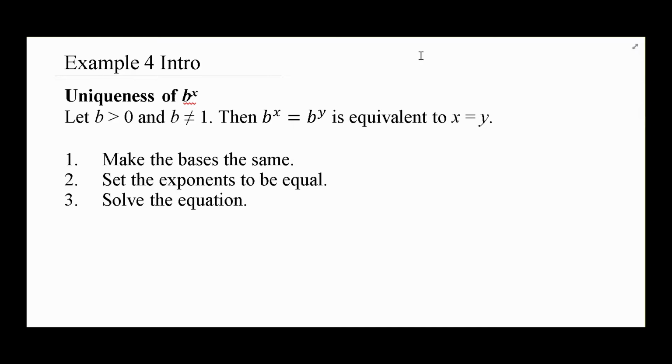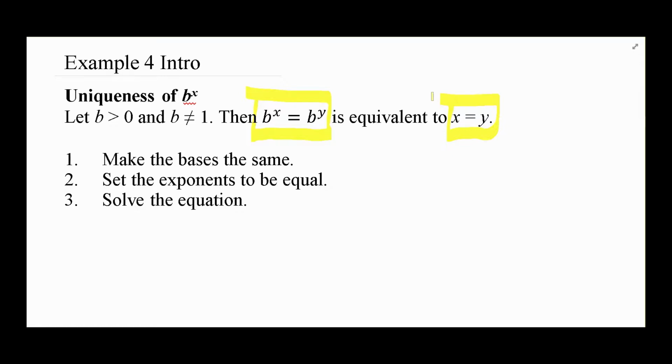It tells me that if I have two different exponential functions that are equal, so if I have b to the x equaling b to the y, where the bases are the same, so I have 2 to the x equals 2 to the y, or 5 to the x equals 5 to the y, then the exponents must be the same. So if the bases are the same, then the exponents must also be the same, is what it's telling me.